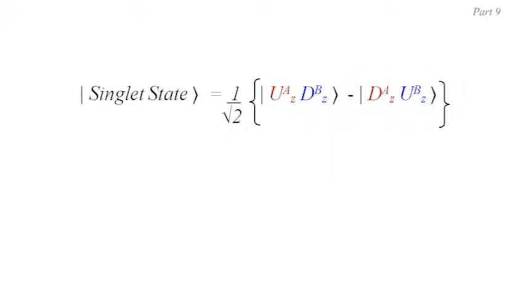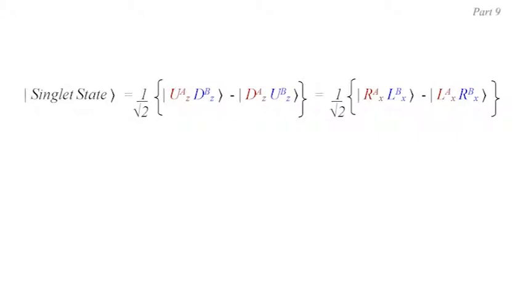But here's another intriguing aspect of this. This idea doesn't just apply to the z direction of up and down. It's fairly easy to show that the singlet state of two entangled electrons can also be written in terms of left and right. This is what you get if you churn through the mathematics. The singlet state is 1 over root 2 up down minus down up, but it's also 1 over root 2 times right left minus left right.